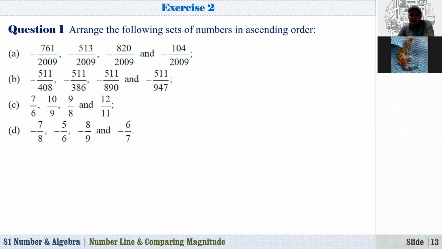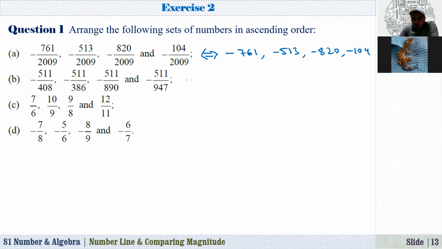Question 1, arrange the following sets of numbers in ascending order. The questions are similar, the idea is similar, so we can just do only one of them. For example, here, all numbers are divided by 2009, right? Actually, it's equivalent to compare these numbers: minus 761, minus 513, minus 820, minus 104. And after, you can just write your answer.